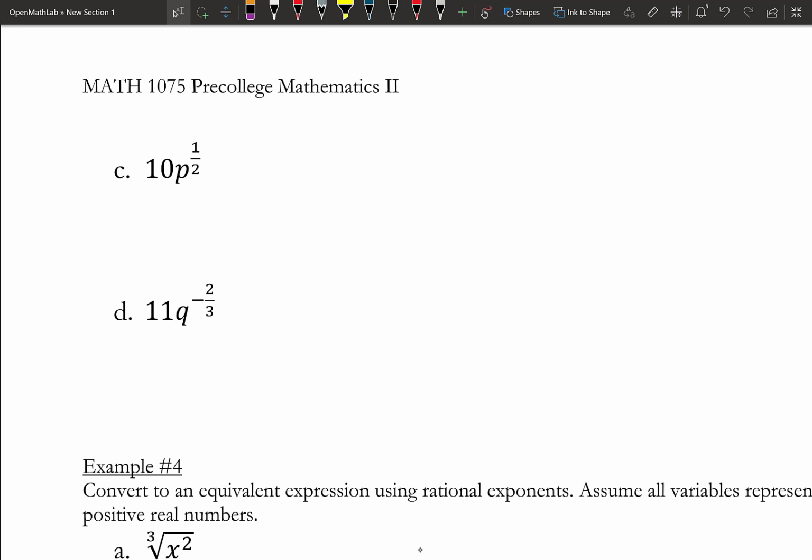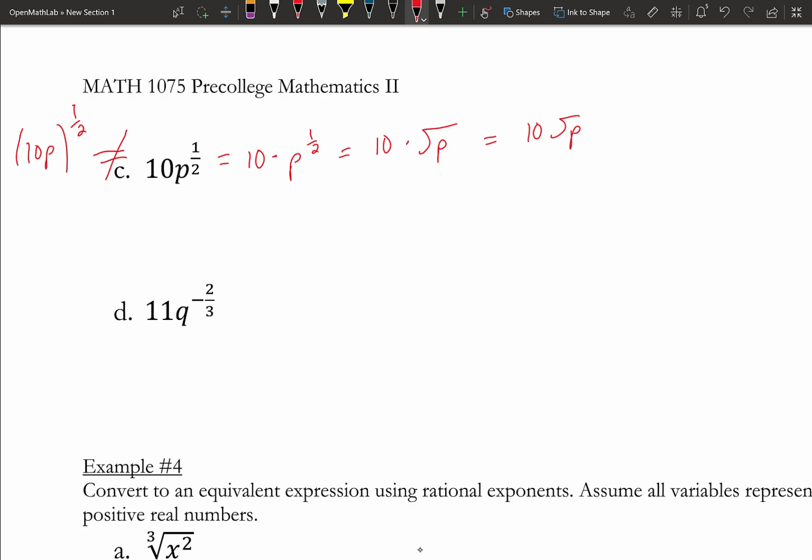Part C, we have 10 times p to the 1/2. It's important to recognize that this exponent only goes with p. If I wanted the whole thing raised to a half, you'd have to put parentheses around it. Those are totally different things. So this would just be 10 times the square root of p, or we could write that as 10 square root of p. It's understood that there's multiplication in between.